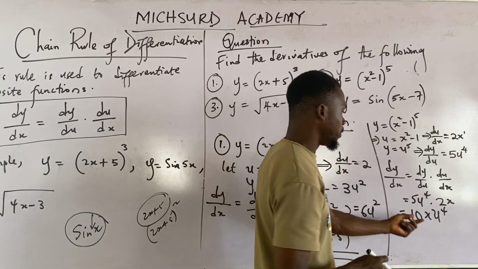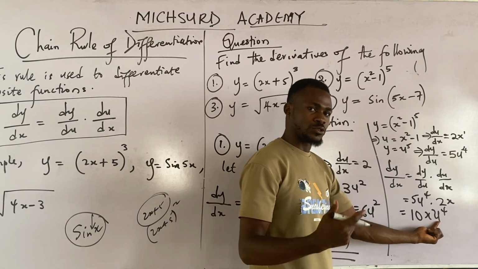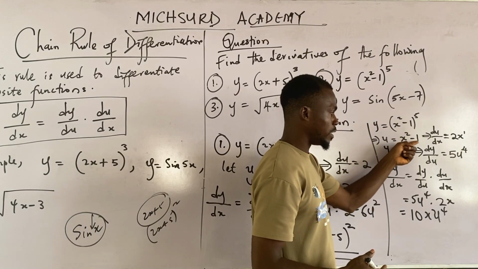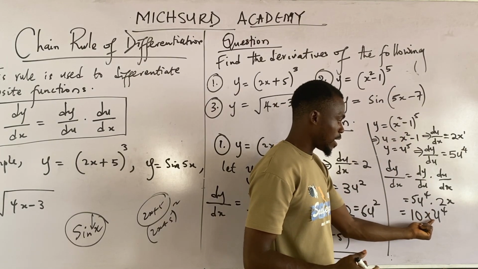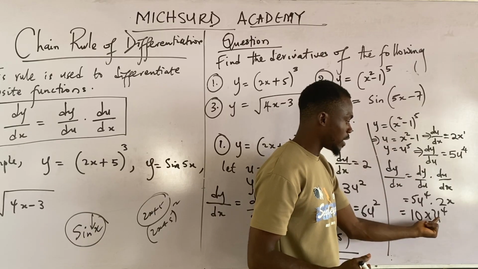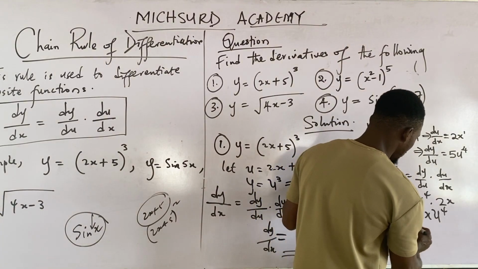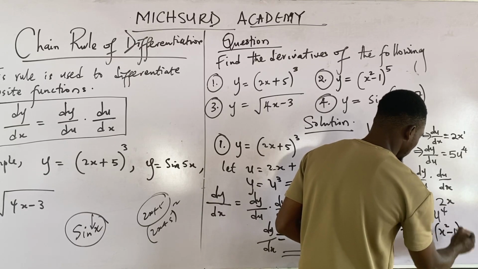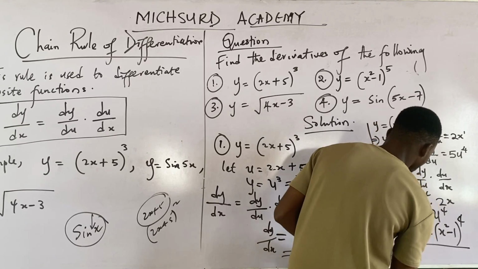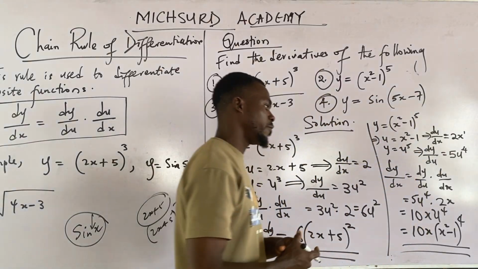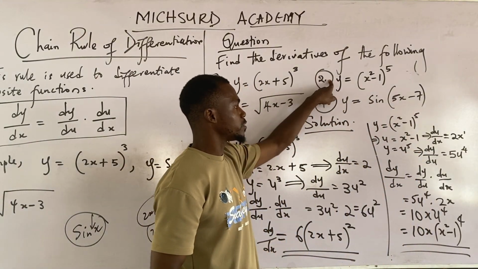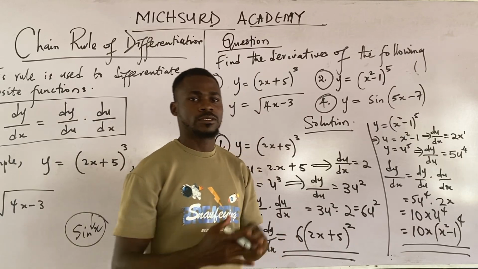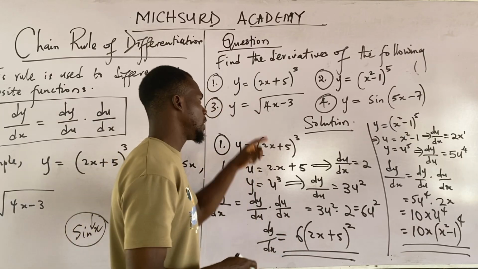Now we know the answer cannot be with u because u was what we set to be equal to x squared minus 1. So anywhere I see u, I put x squared minus 1. So this will be 10x. Then this becomes x squared minus 1, all raised to power 4. We have gotten the derivative. So the derivative of this function is equal to 10x, bracket open, x squared minus 1 raised to power 4. Now let's do the third one.